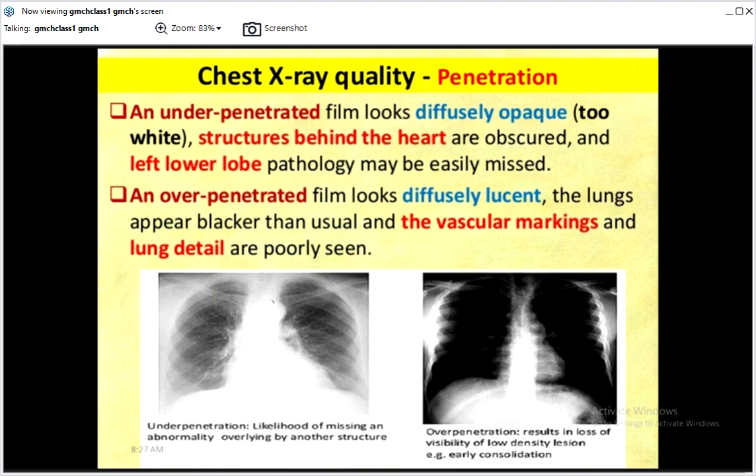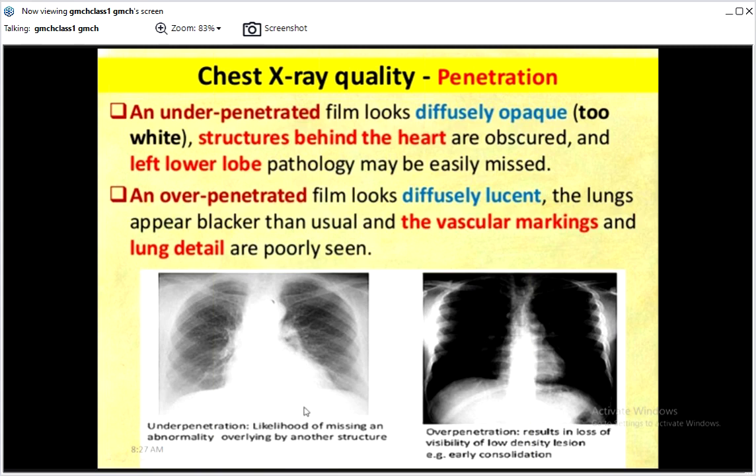An underpenetrated film looks diffusely opaque. You know that now opaque means too white and lucent means too black. Okay, the structures behind the heart are obscured and the left lower lobe pathology may be easily missed. However, in an over penetrated film, it looks diffusely lucent. The lungs appear blacker than usual and the vascular markings and lung details are poorly seen.